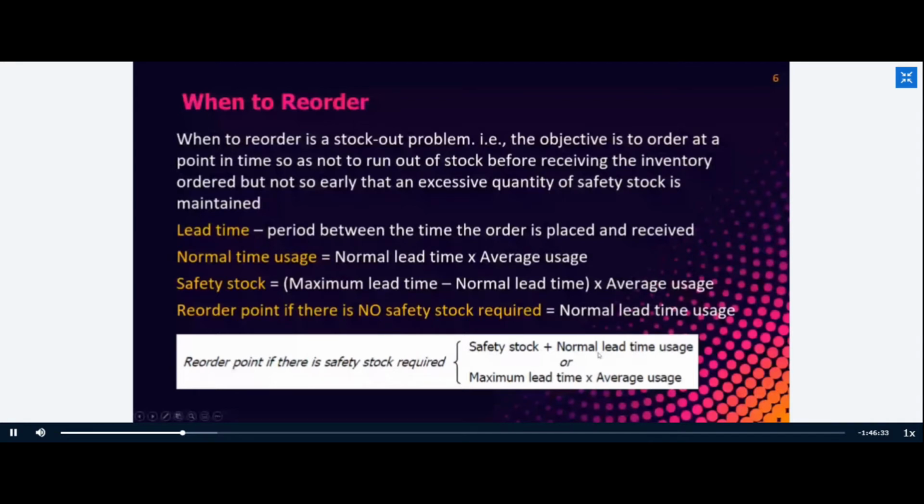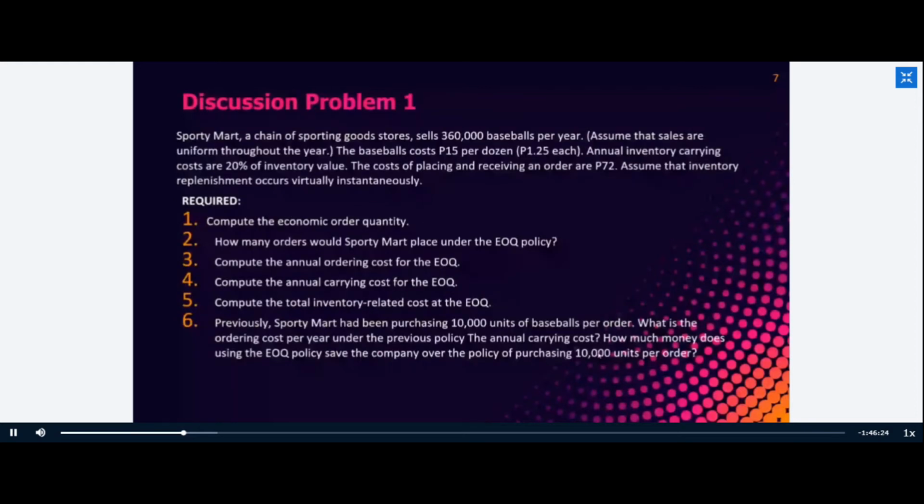No? So ngayon nag-i-imagine ka pa lang, inintroduce ko yung concept, pero sabi ko nga sa inyo, it will be appreciated more if we apply to a problem. No? So let me read discussion problem number 1. Let me read the requirements first. No? So number 1, compute the EOQ.